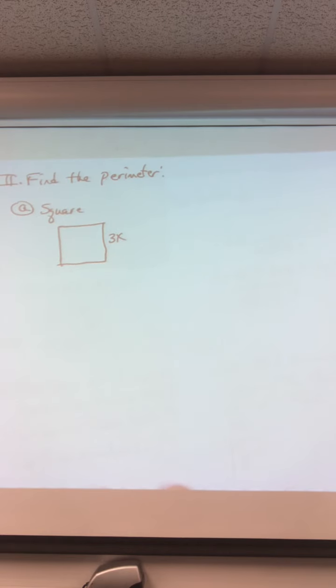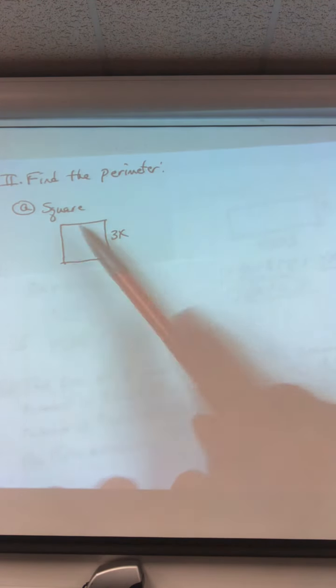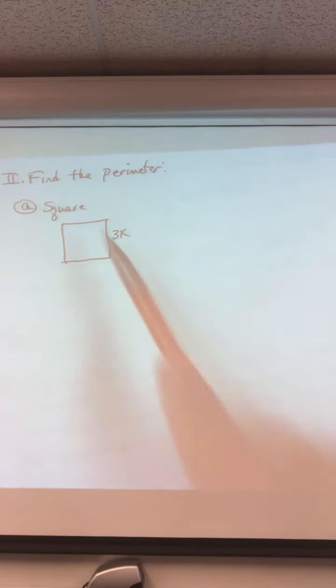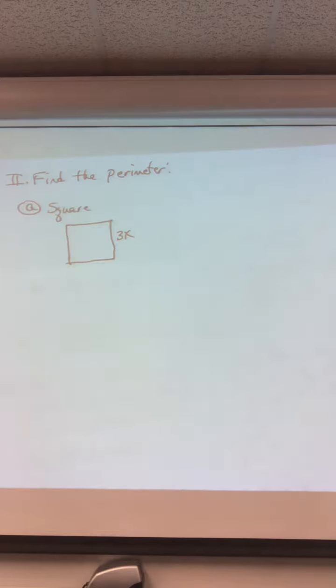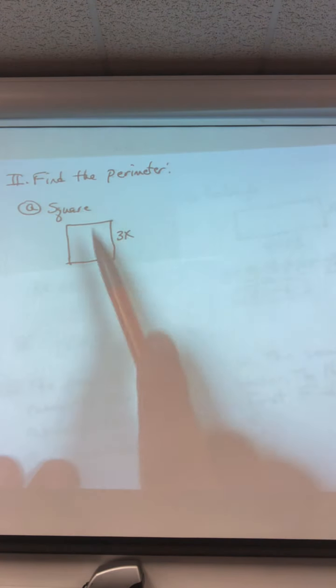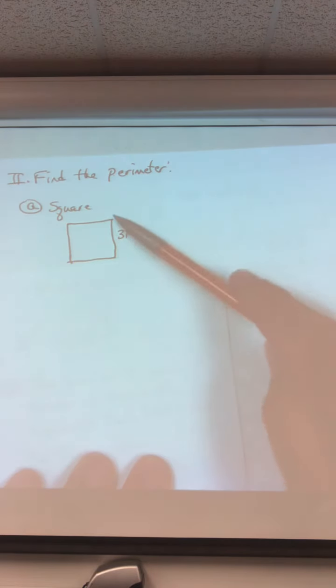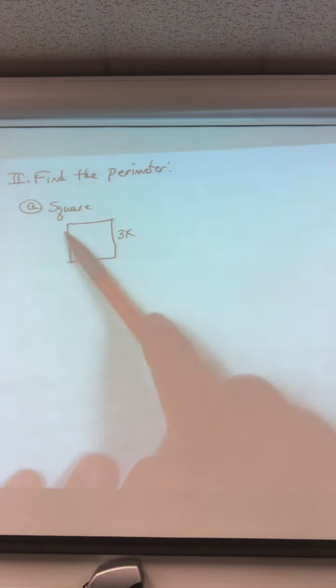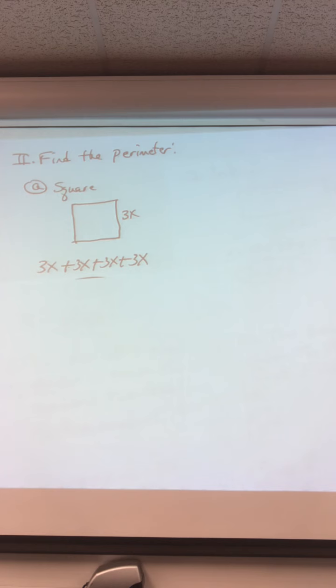There's the problem. First, remember, the perimeter is the total distance around something. What do we know about a square? All 4 sides are equal in length. So the perimeter means add up the lengths of the 4 sides. So if this is 3x, this is 3x, that is 3x, and that is 3x. So the perimeter would be 3x plus 3x plus 3x plus 3x, which is 12x.